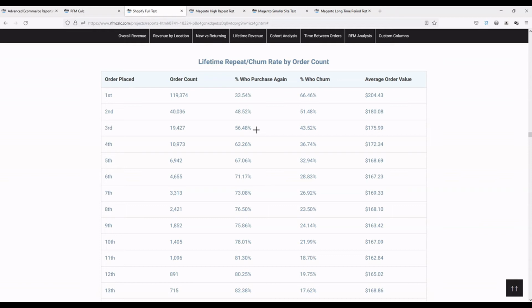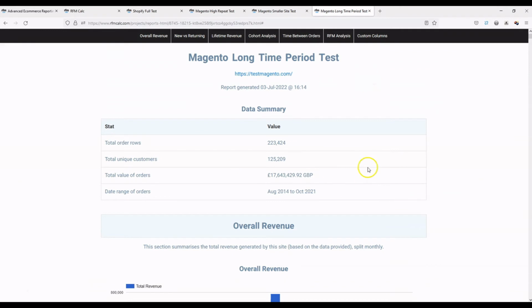And we've looked at this data across dozens, hundreds of e-commerce sites, and the pattern is invariably the same, that if you can get the customer back for a repeat purchase, they are then more likely to go and purchase again. So I've got another Magento example here from another site. This is over a much longer time period, so 2014 to 2021. A fairly sizable site. We're getting on for kind of 18 million in revenue.